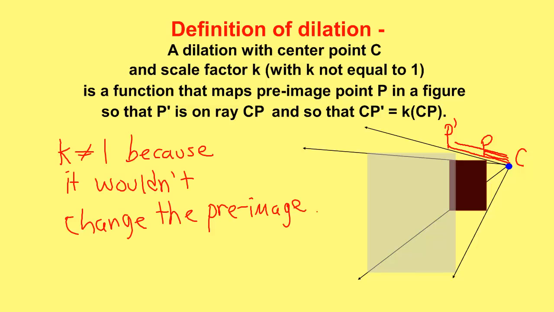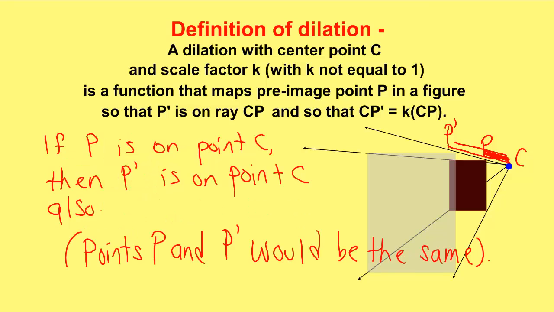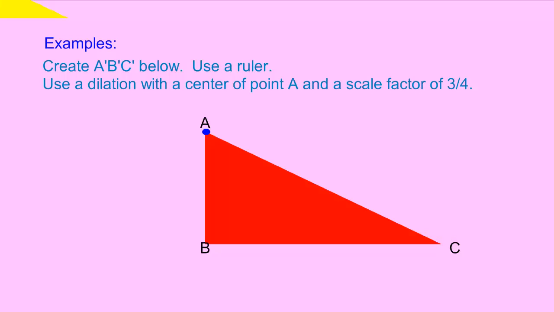K can't be 1 because that wouldn't change the pre-image. If this distance were multiplied by 1, it would be the same distance and nothing would change. It wouldn't really be a transformation. It should be noted that if point P were on point C, then P prime would also be on point C. Therefore, P and P prime would be the same. So if P were also right here, the distance from C to P would be 0. Therefore, the distance from P to P prime would also be 0, and all 3 points would be one and the same. Let's look at an example.